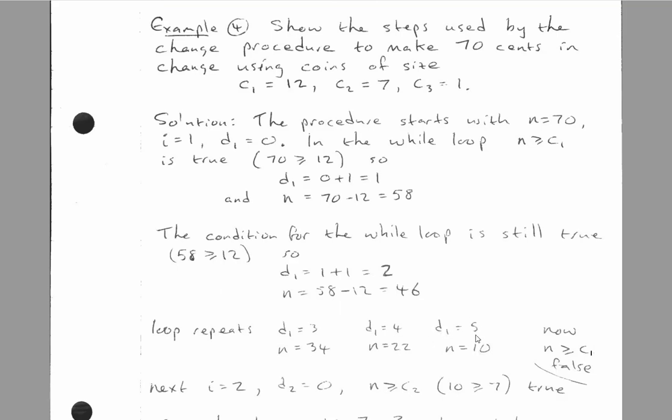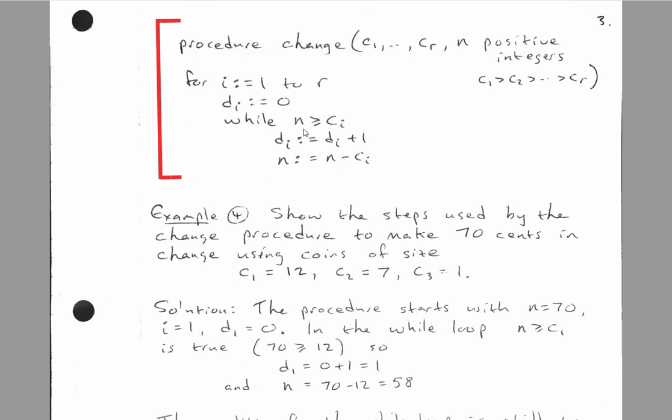Eventually D1 is 5. If you use 5 of these 12-cent coins, then the change left is 10. Is 10 greater than or equal to 12? Now that's false, so we finish this loop. We're done with the C1 coins. Now in the main loop, I becomes 2.